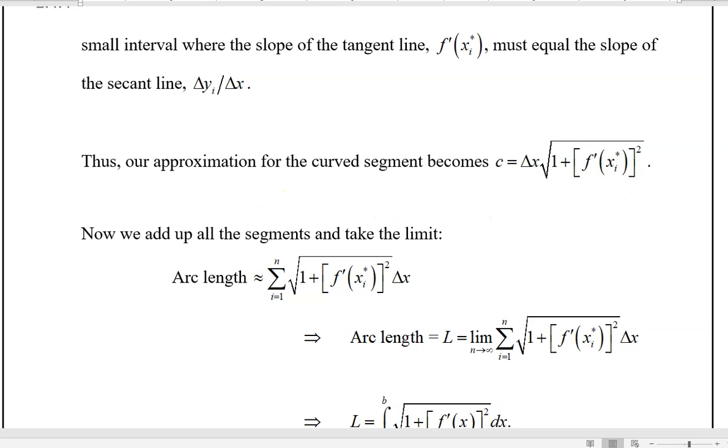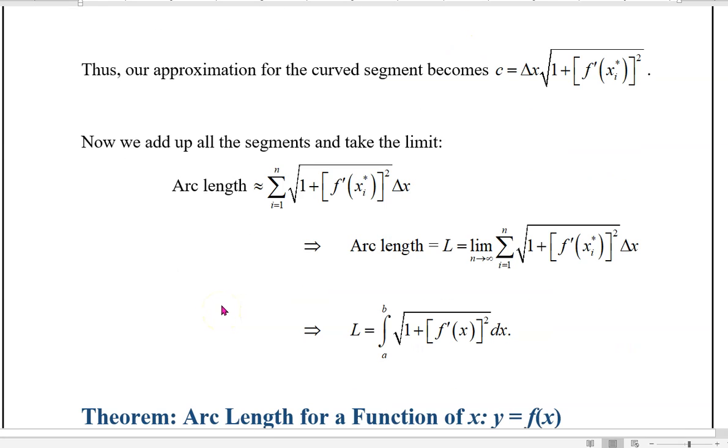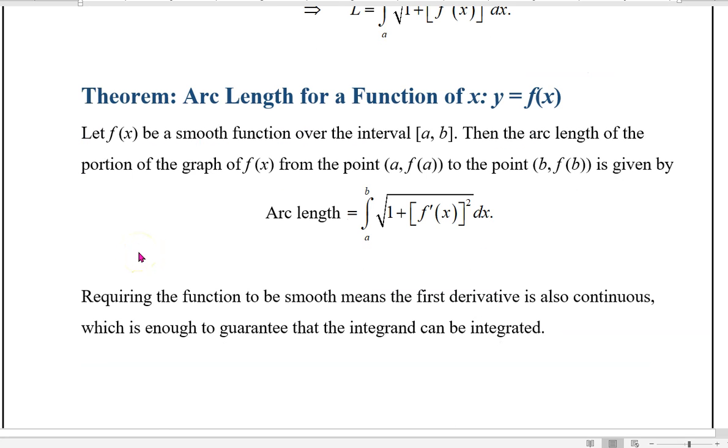Then we do what we always do. We take all of the segments and we add them up. Once we add them up, we're going to take the limit as the number of cuts goes to infinity and the widths of our intervals go to 0. This leads to the definite integral from a to b of the radical of 1 plus the derivative, quantity squared, times the differential dx. Let's look at the theorem for the arc length of a function of x.